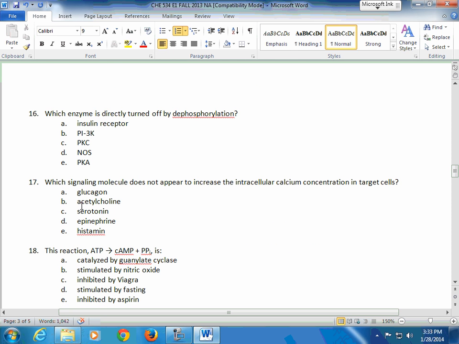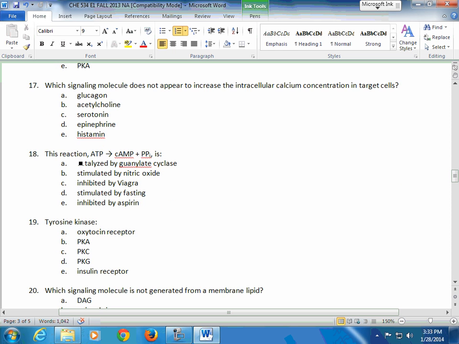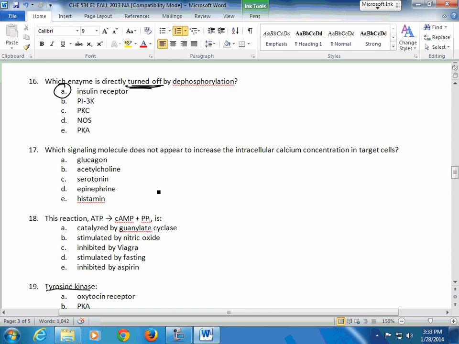All right, number 16, which is directly turned off by dephosphorylation. So remember in Unit 2, go back and review all of your off switches for the pathway. That's going to be the insulin receptor. The insulin receptor is the tyrosine kinase receptors. We skip down to number 19 real quick. Tyrosine kinase, insulin receptor. That's the one that autophosphorylates to turn on, and then is turned off by dephosphorylation.